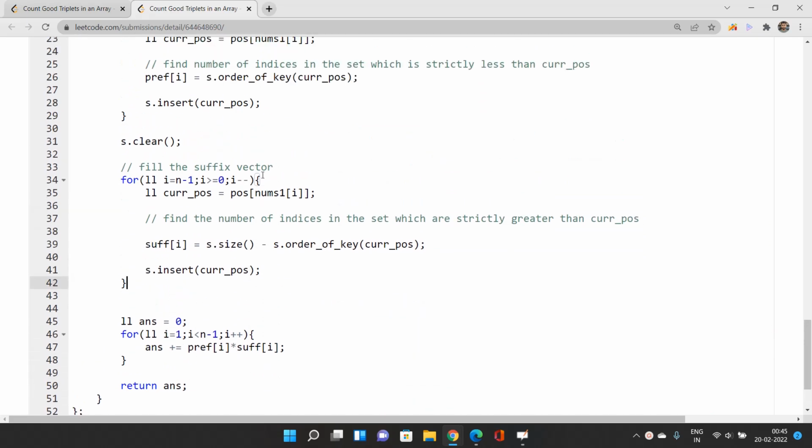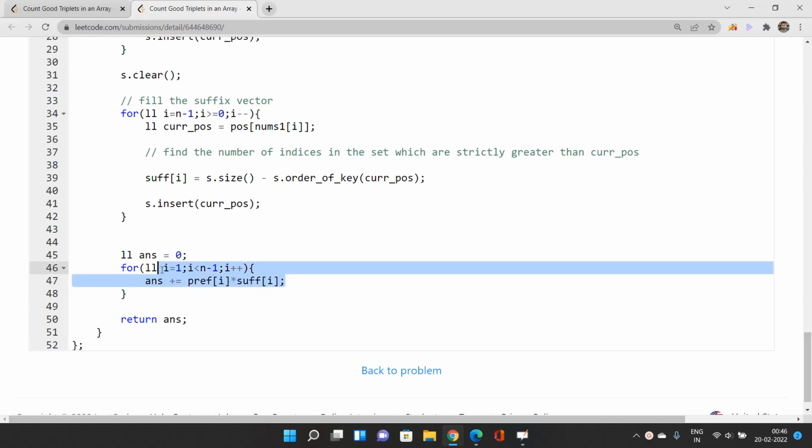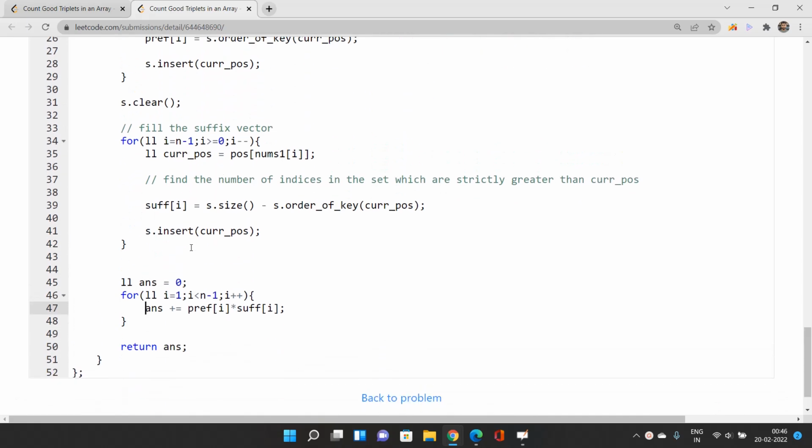Note that the number of indices which are strictly greater than the current position we need to maintain, which is actually the set size minus this s dot order of key. We will insert it back, and our answer will be the number of pairs, left set count into right set count, considering every value of b over this entire array. So for I from 1 up to n minus 2, both inclusive, pref of I into suff of I will be added to our current answer. So this was the ordered set based code, and let's look at the Fenwick tree.